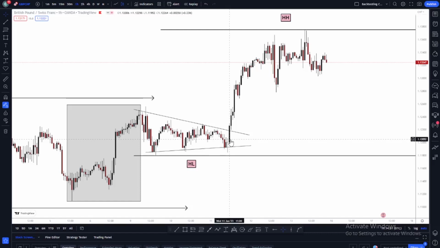So after price broke out of the chart pattern, what did I do? That was when I entered. That was when I went in for buys, or for longs. After the closure of the candle, I entered the trade, placed my stop loss, risked about 20 pips.